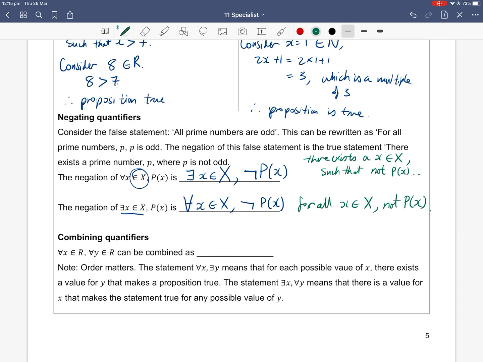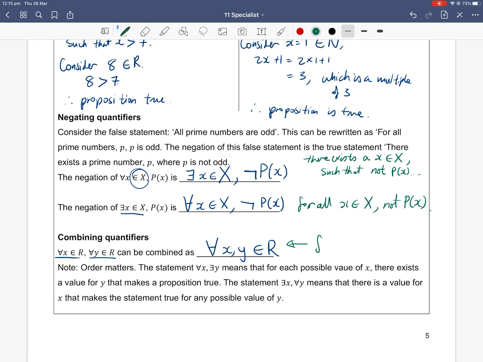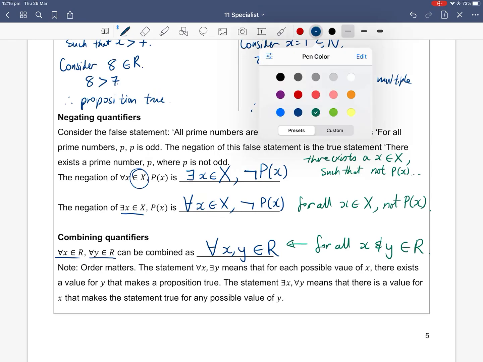We can combine for all and there exists as well, and in fact we can combine both for alls. So suppose we have a for all x in reals and for all y in reals. It just means everything is in reals. So we can just write that as a simple for all x and y in reals. So we can simplify our notation. We read this as for all x and y in your real value domain.